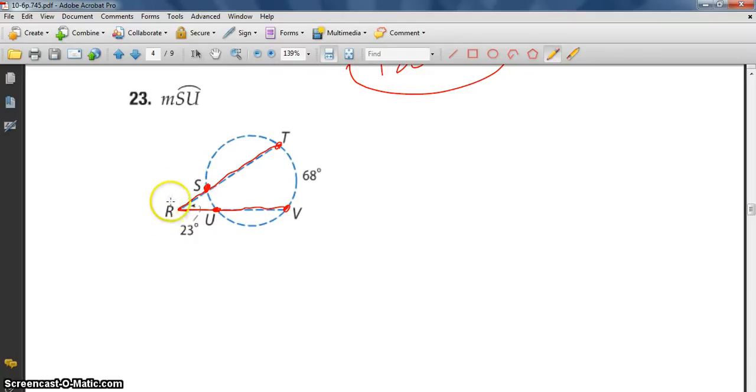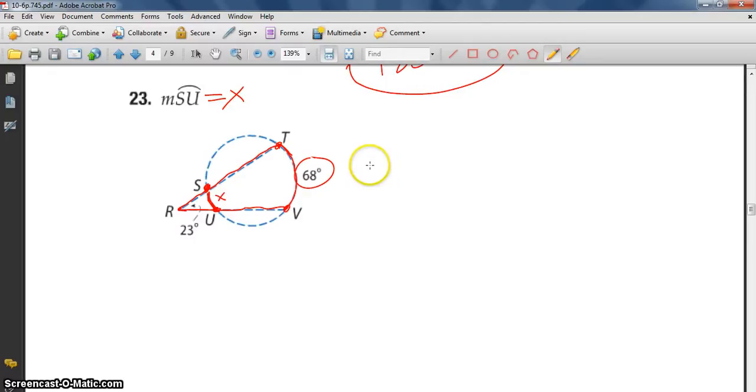So our angle is outside of the circle, so we're taking half of the difference of the two arcs on the inside of the angle. So I've got an arc on the inside of the angle here, and an arc on the inside of the angle from there to there. I know this one is 68. Let's call this one x. That's what it's wanting me to find, the measure of arc SU.